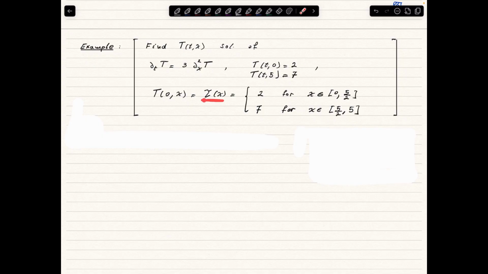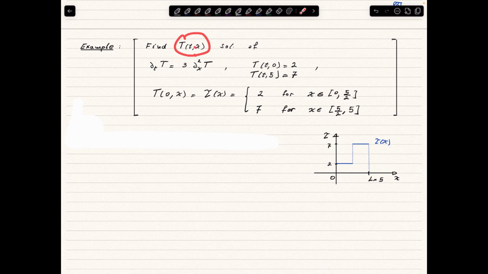And then we have an initial temperature given by the function that says the temperature is 2 on half of the bar and 7 on the other half. So essentially something like this. This is our initial temperature for the function temperature of the bar: 2 in the first half of the bar, 7 in the second half, and the bar goes from 0 to L, and L is 5.